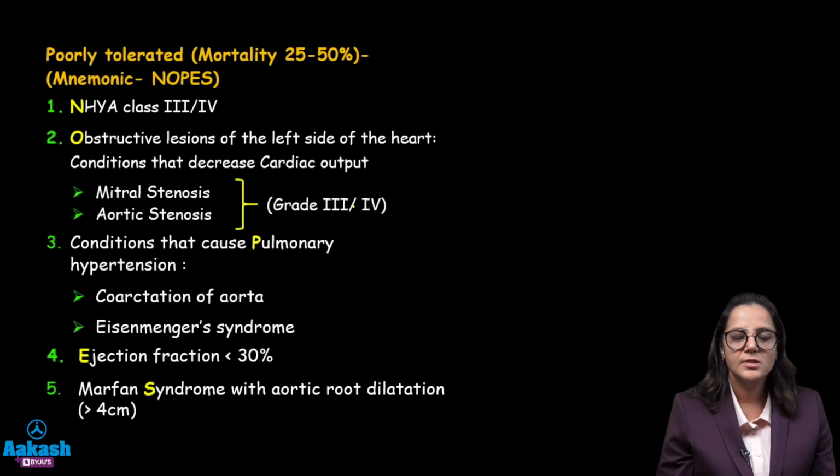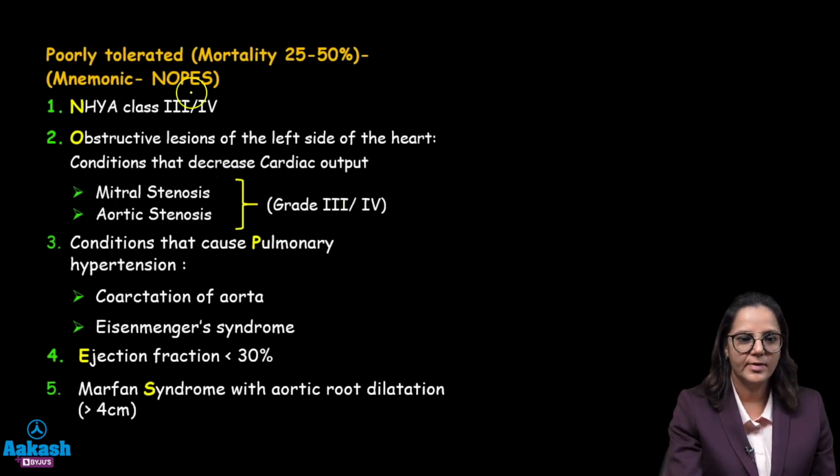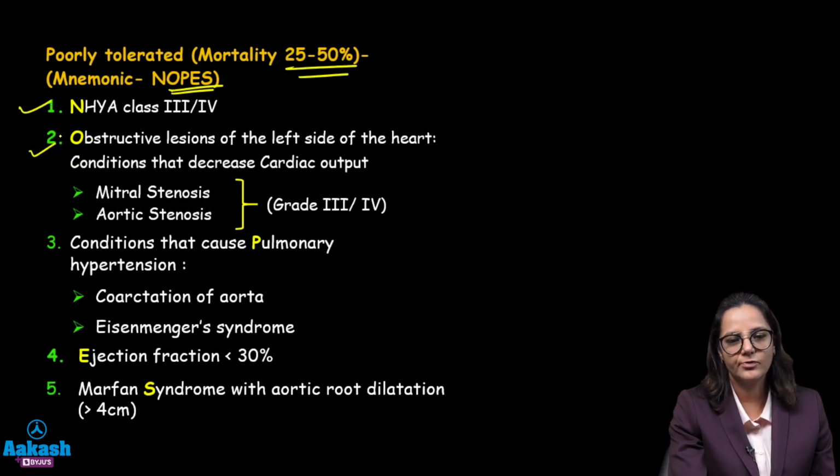Okay. So it's a very simple mnemonic that I have made. The mnemonic of this is NOPES. If NOPES is present, then the mortality is 25 to 50%. What is NOPES? NYHA class 3, class 4. Obstructive lesions of the left side of the heart, which is going to decrease the cardiac output.